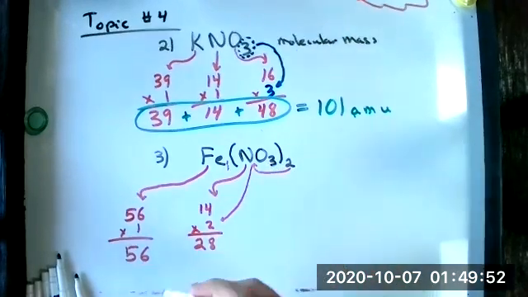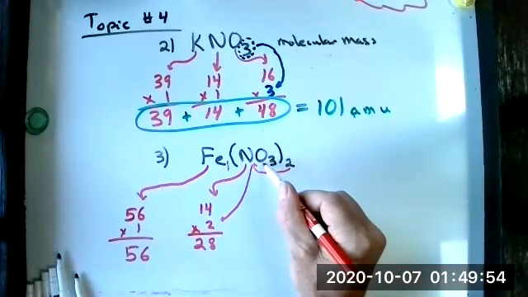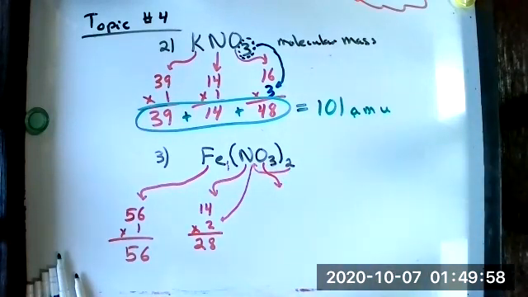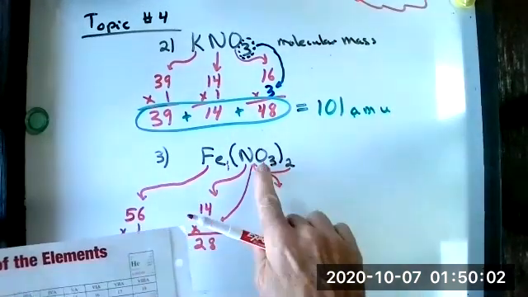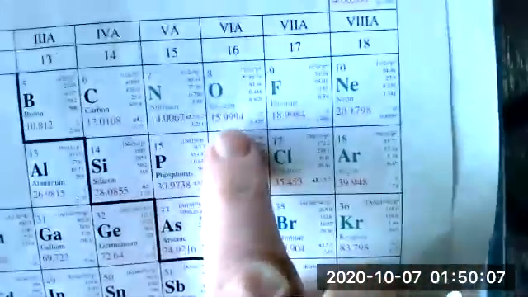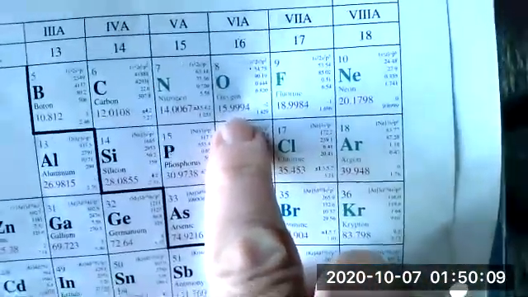Here come the oxygens. Well, I don't care. It's the same steps. I'm going to find this guy on the table, and there he is. I'm going to take that 15.999999 and round it off to 16.